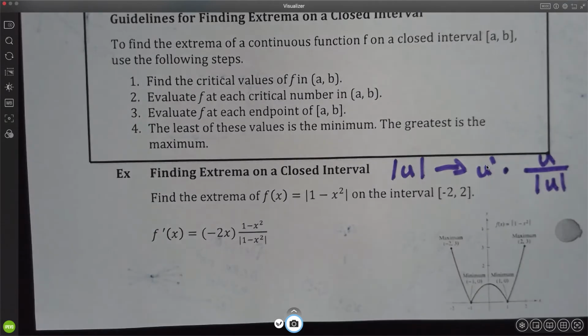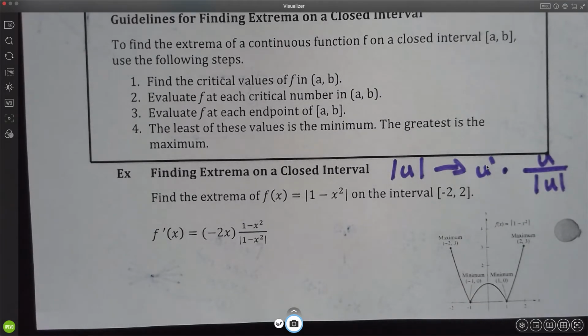Okay? So the other two guys stay the same, except we'll put him on the bottom. The absolute value will go on the bottom. That same thing outside of absolute value will go on the top, and then the derivative of that will go on the outside. That's the derivative of an absolute value.